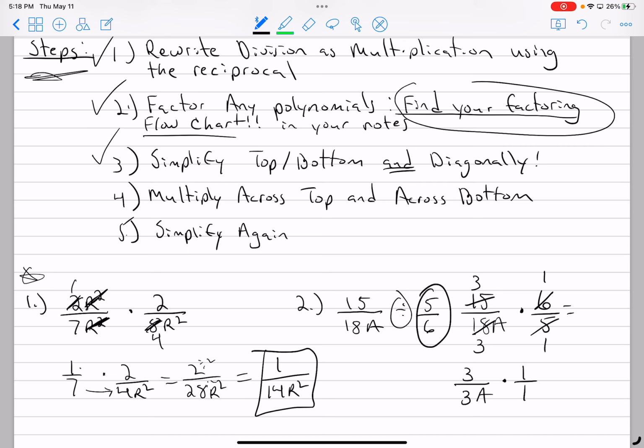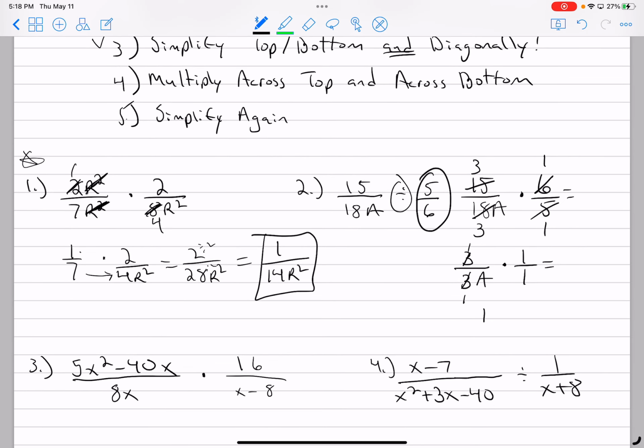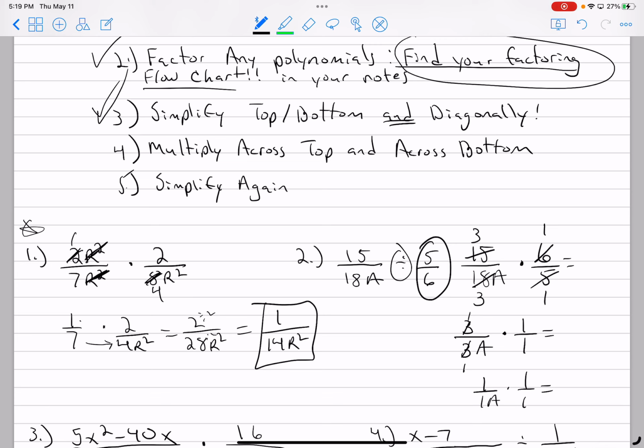And then you might notice this. You might be like, oh, 3 over 3, I can still simplify that, right? 3 divided by 3 is 1, and 3 divided by 3 is 1. So now I actually have 1 over 1a times 1 over 1. Did a whole lot of simplifying. Check. Multiply across the top and across the bottom. 1 times 1 is 1, and 1a times 1 is a. And simplify again. There is nothing to simplify. That is my final answer.